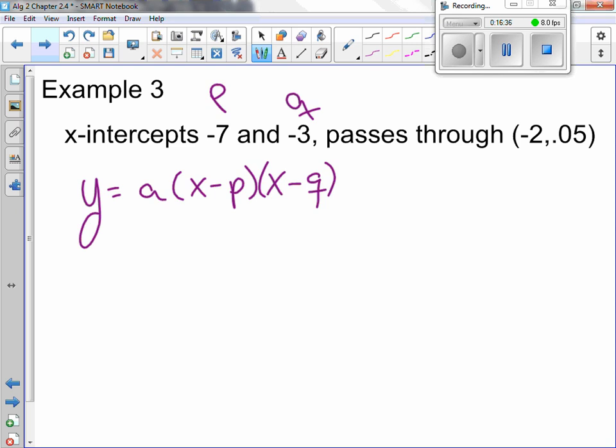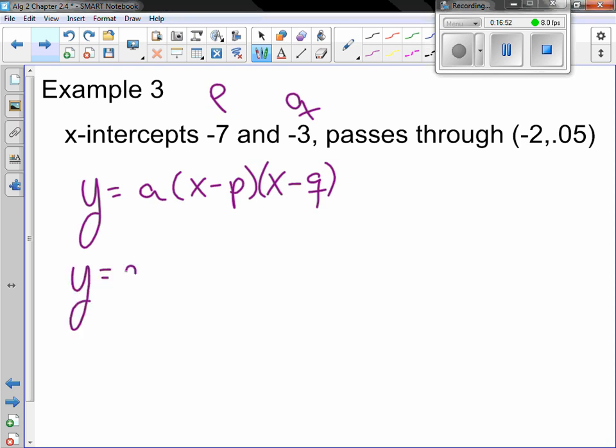Because any two things multiplied together, order doesn't matter. So it'll just flip them if I chose the other order. So we have those 2 points. Now plug them in. Because y would equal a times x minus, I chose p as negative 7. So it'd be minus negative 7.